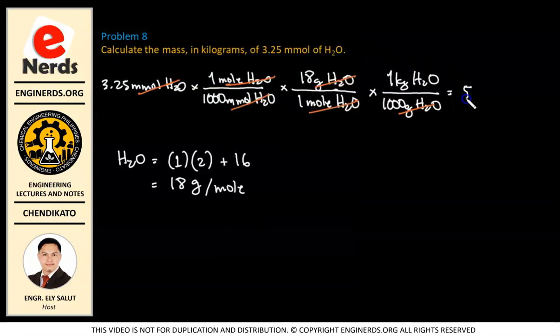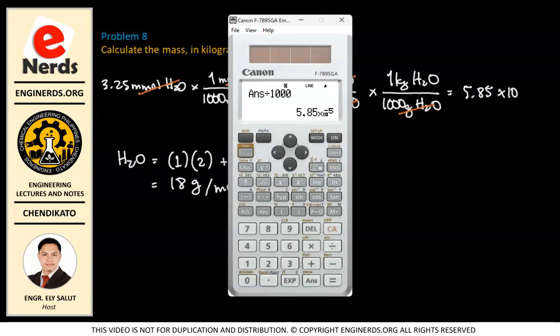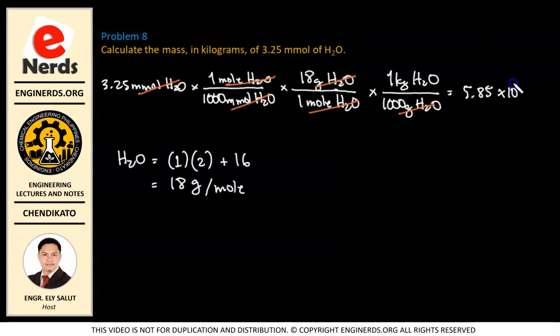So we have 5.85 times 10 to the, what is it again? Negative 5. Yeah, negative 5 kilogram of water. And this is our final answer for this problem.